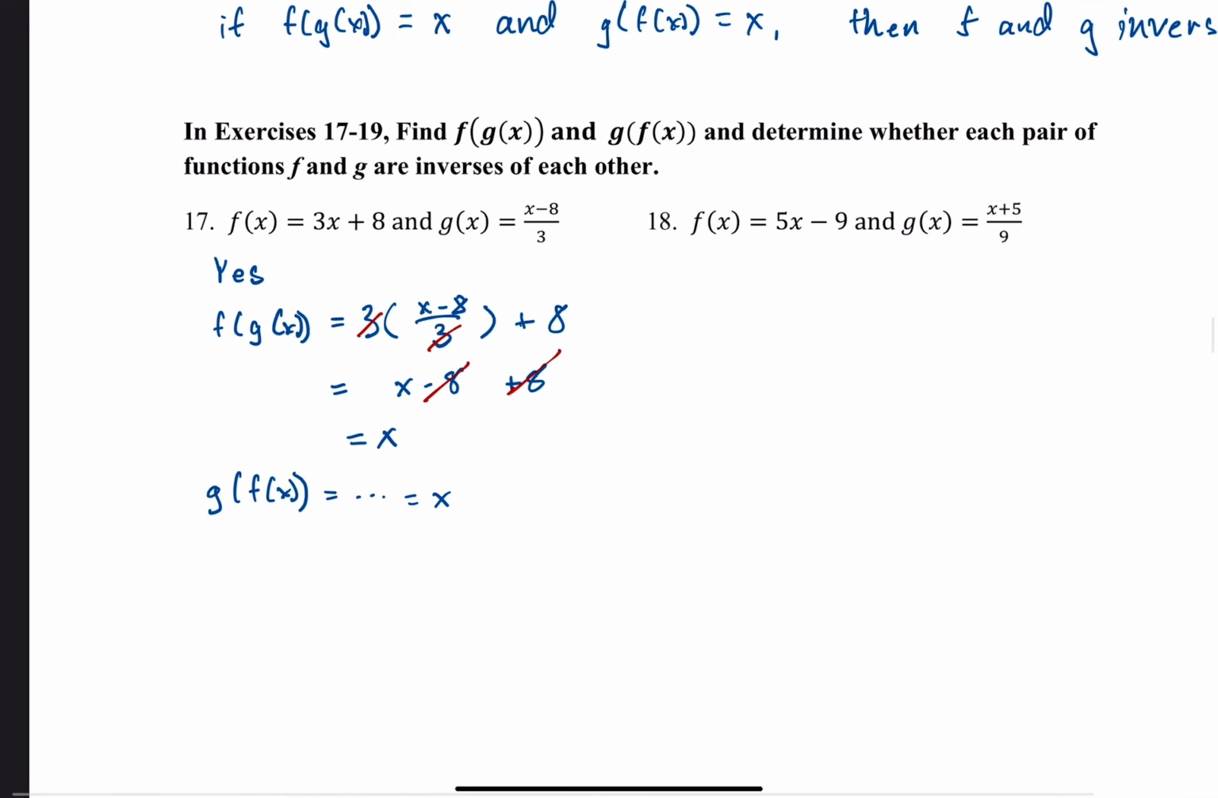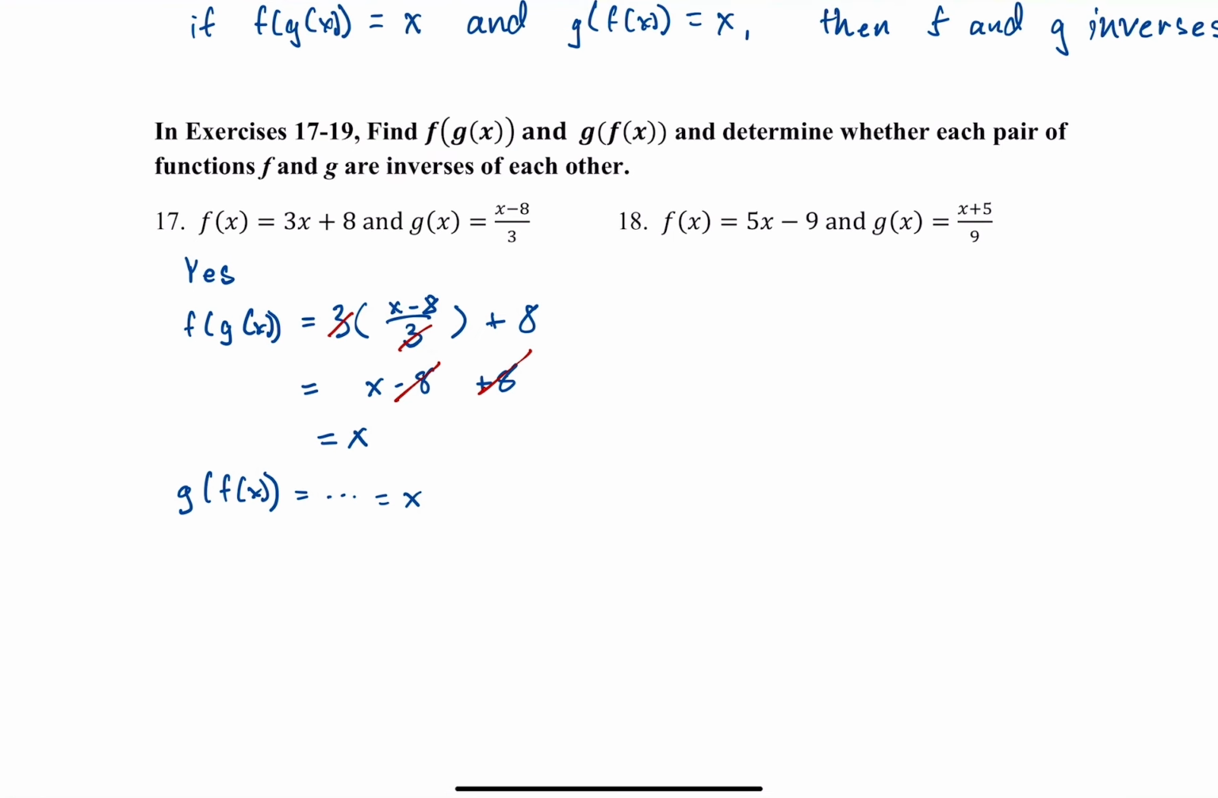18 is very similar to 17 in the computation, but again, I'm going to leave it for you to verify the composition. But notice here we multiply, then we subtract, but in the g, we're adding, and then we're dividing. So we aren't even doing the opposite operations. Here we're multiplying, the opposite operation is division, so over here we don't divide by 5. So the answer right there is no, and again, you can verify the composition.